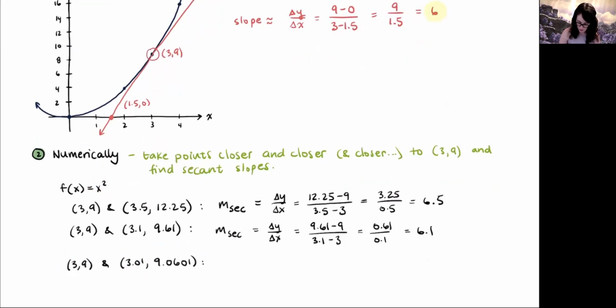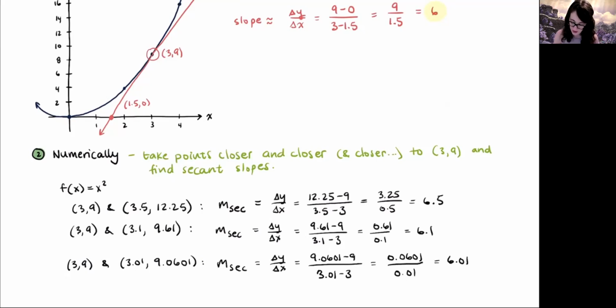Okay, so when we find the secant slope between those 2 points, again, it'll just be change in y over change in x. We'll subtract 9.0601 minus 9, and then subtract 3.01 minus 3. Okay, so the change in y here will be 0.0601, and the change in x will be 0.01. And when we divide these, we'll get 6.01.